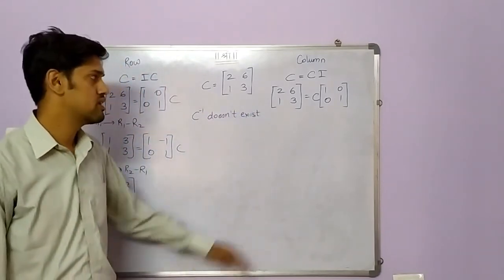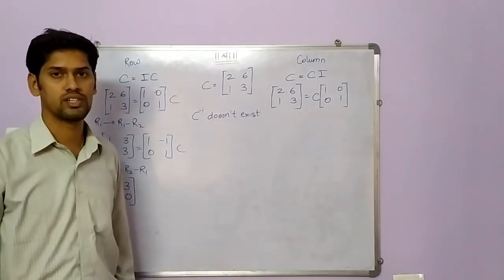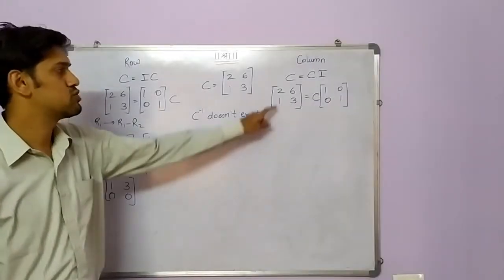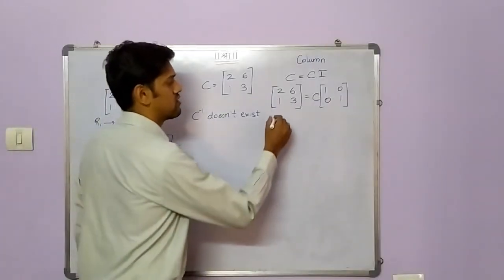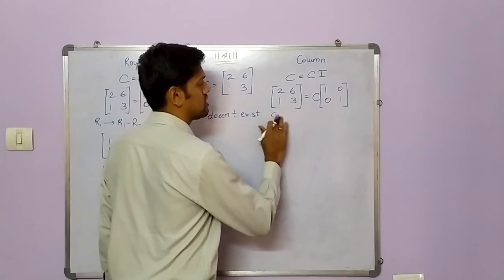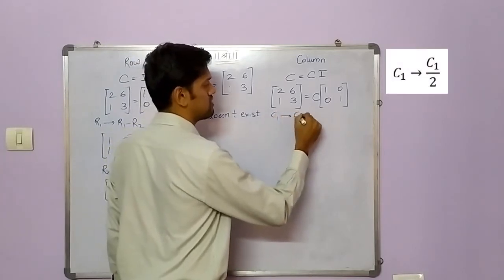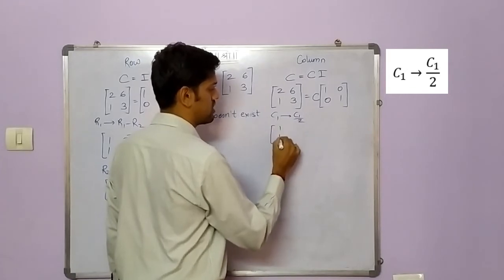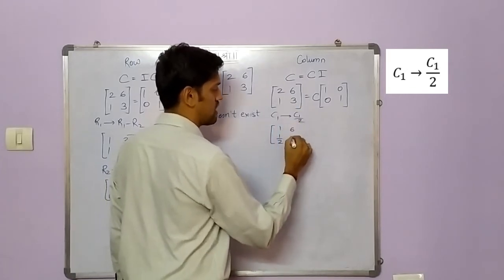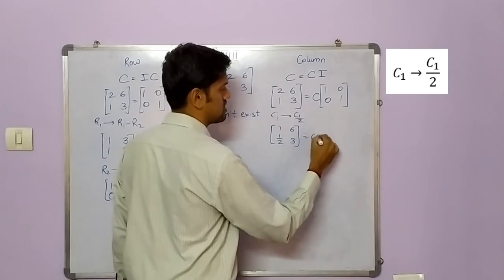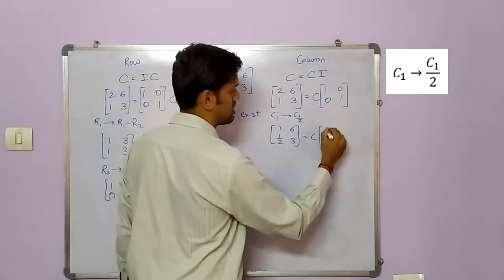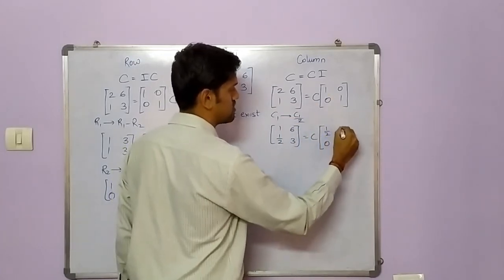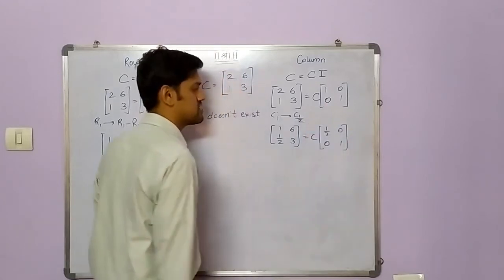Let's try to find out using column transformation now. So the first step is to make this as 1. What I will do is first column C1 upon 2. I will divide the first column by 2. So this will be 1. Here it will be half. Second column as it is. Here half. 0 upon 2 is 0. Second column as it is.